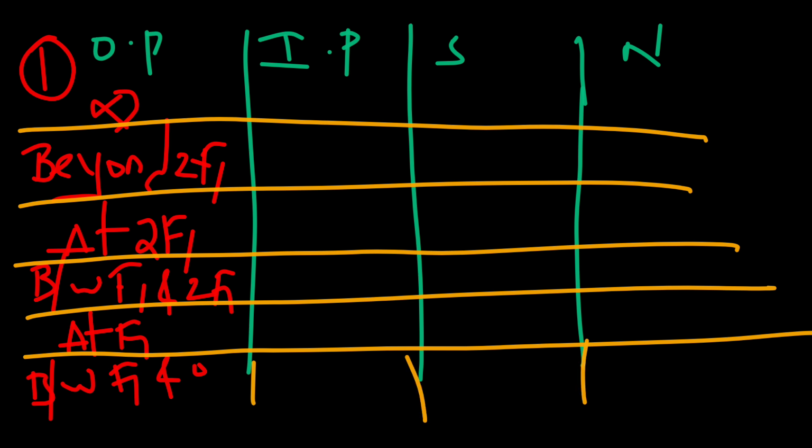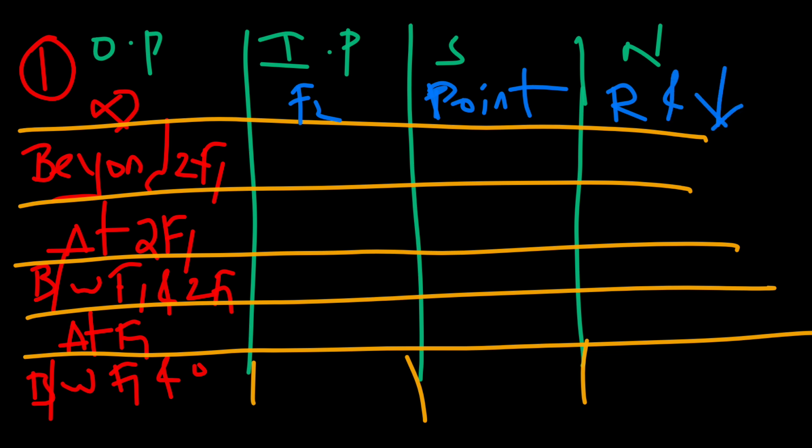So let's draw it. When the object is at infinity, the image is formed at focus F2. What about the size? Size is a point size or highly diminished. You may write both, anything. Coming to the nature, it's real and inverted, right?